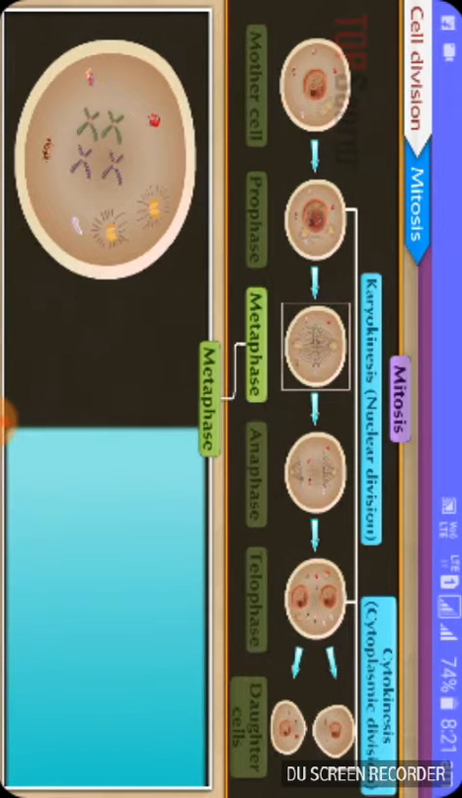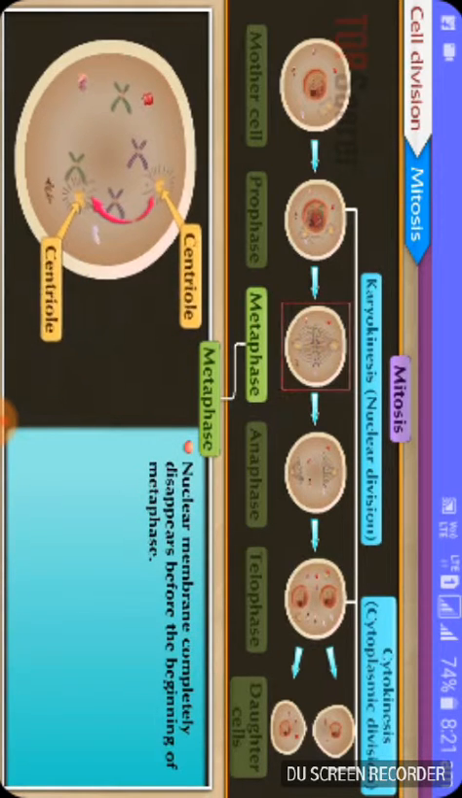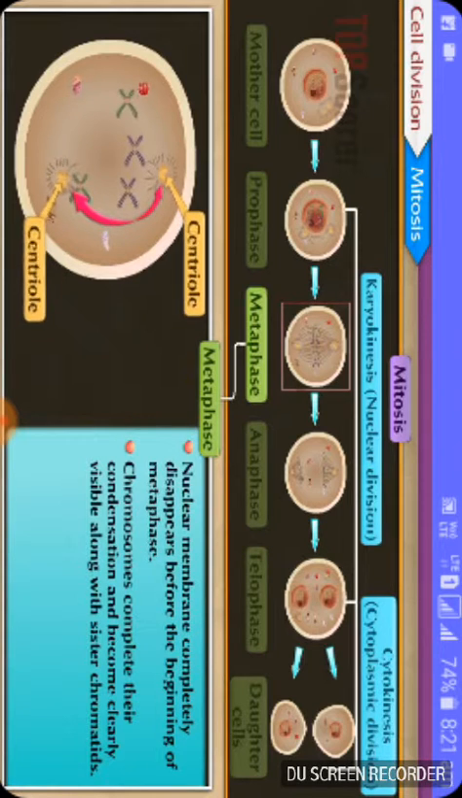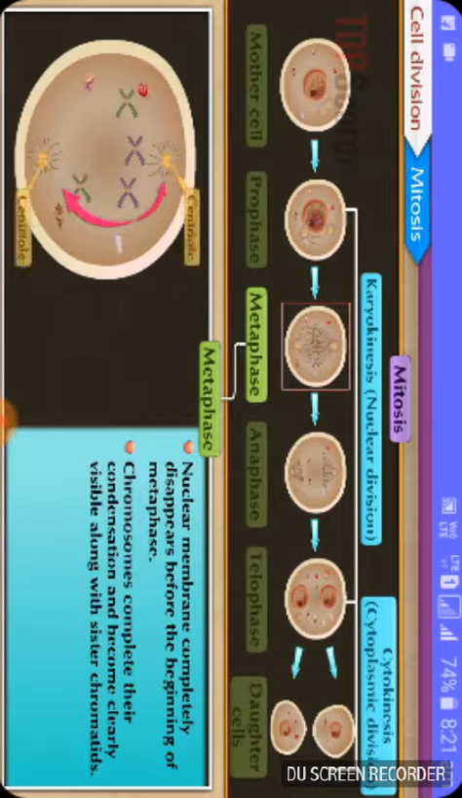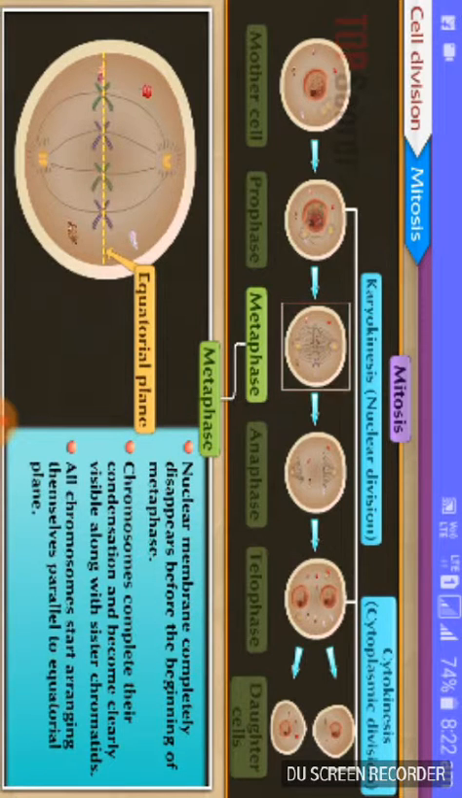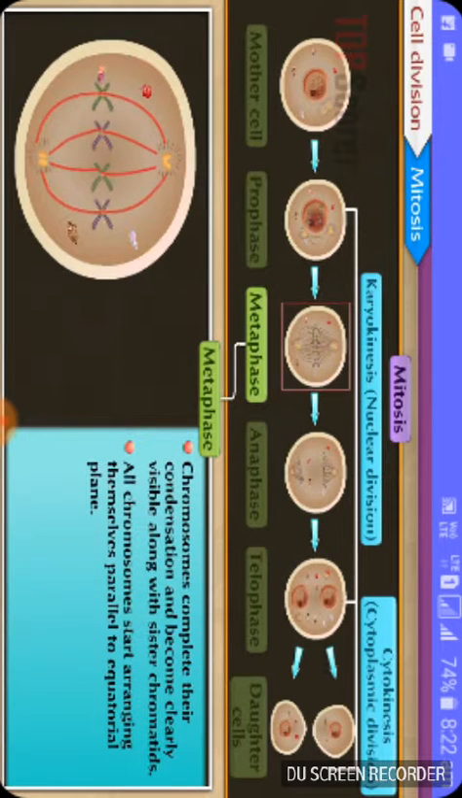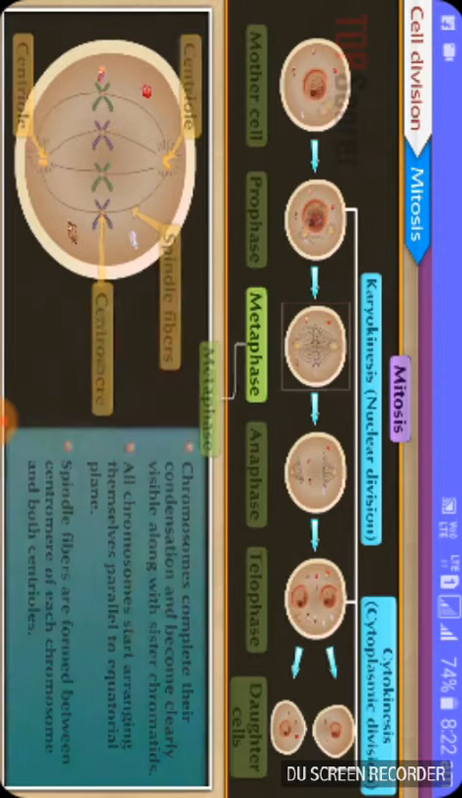Metaphase. Nuclear membrane completely disappears before the beginning of metaphase. Chromosomes complete their condensation and become clearly visible along with sister chromatids. In metaphase, all chromosomes start arranging themselves parallel to equatorial plane, that is, central plane of the cell. Special type of flexible protein fibers, also called spindle fibers, are formed between centromere of each chromosome and both centrioles.